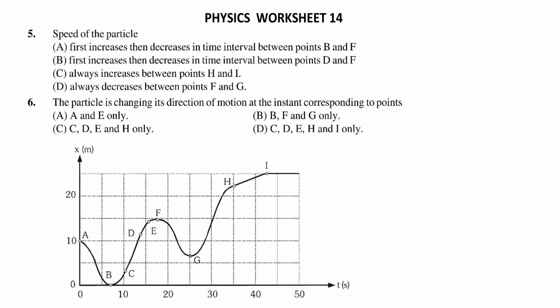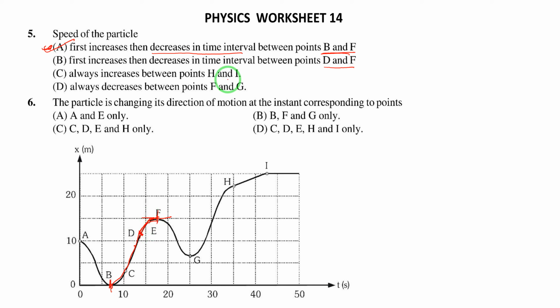In question number 5, the speed of the particle. Option A says B to F. See, from B to F, its velocity is increasing and then starts decreasing. So first it increases and then decreases in this interval. So this is the correct option. First increases then decreases in D to F. No, it is continuously decreasing. So there is no first increase and then decrease.